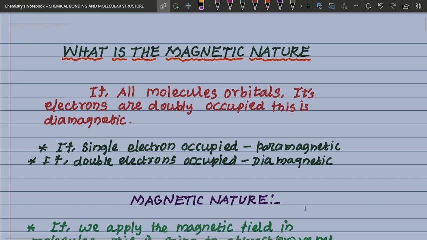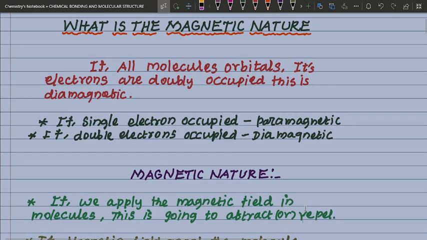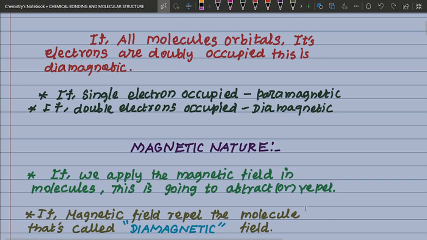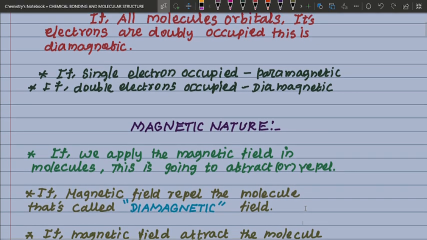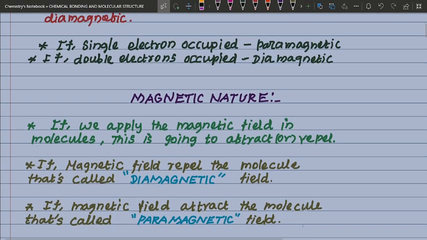See, if all molecular orbital electrons are doubly occupied, this is called diamagnetic. Next, if a single electron occupies an orbital, it is called paramagnetic. If double electrons are occupied, it is called diamagnetic. See, magnetic nature.